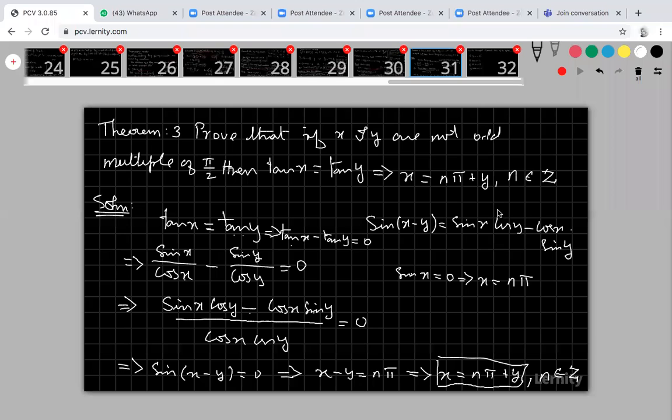Yes, we will discuss that, because they are reciprocal functions. The reciprocal of sine is cosecant. The reciprocal of cosine is secant. That we will discuss.